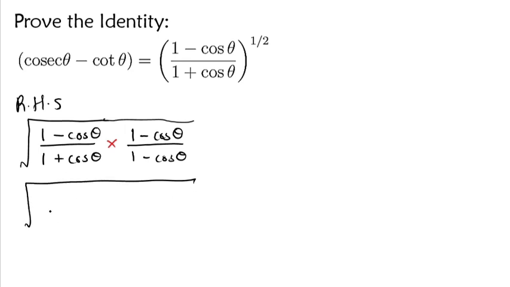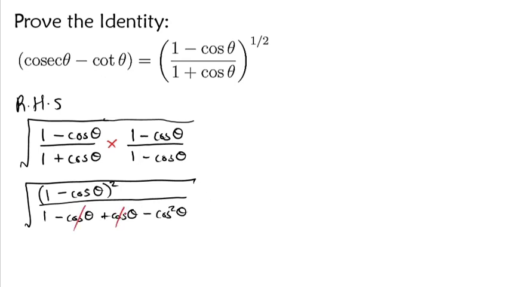Let's expand everything. In the numerator, we're saying 1 times 1 is 1, 1 times negative cos is negative cos. And then, since these two are the same, 1 minus cos is the same, squared, like that. It's much better this way. In the denominator, 1 times 1 is 1. 1 times negative cos is negative cos. Cos times 1 is cos, and cos times cos is negative cos square theta.